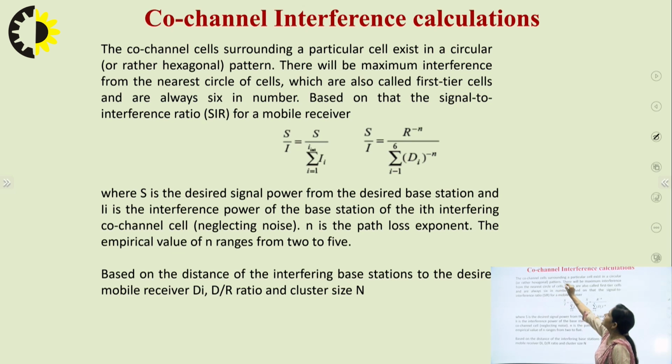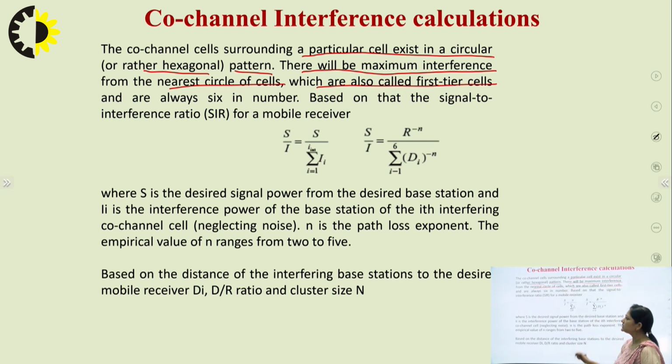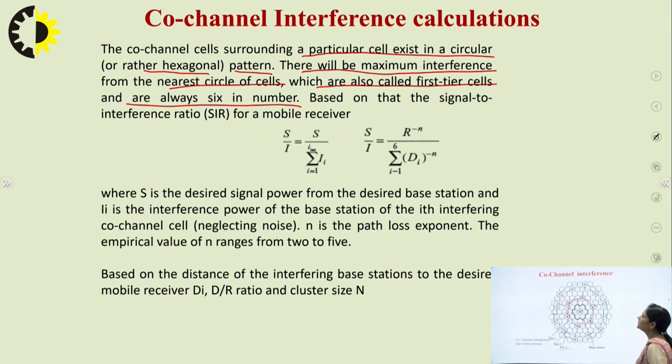So the co-channel cells surrounding a particular cell exist in a circular or rather hexagonal pattern. Therefore, there will be a maximum interference from the nearest circle of cells, which are also called first tier cells, as I have shown you, and are always 6 in number. So these 6 cells will be there.